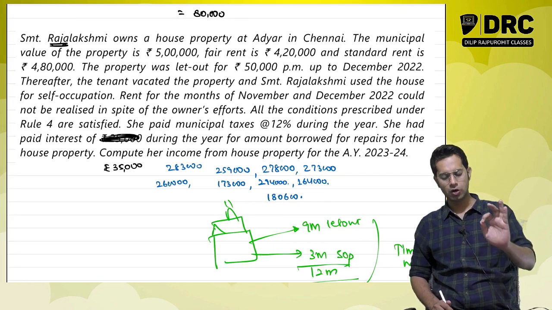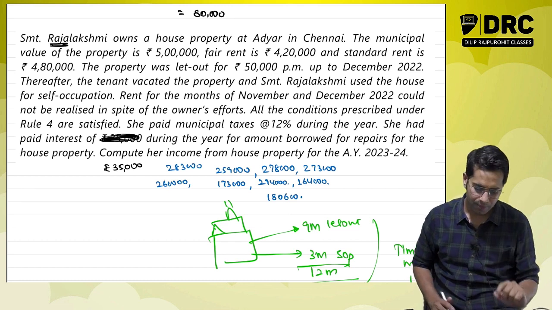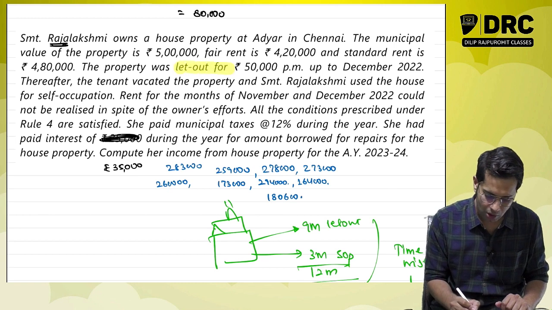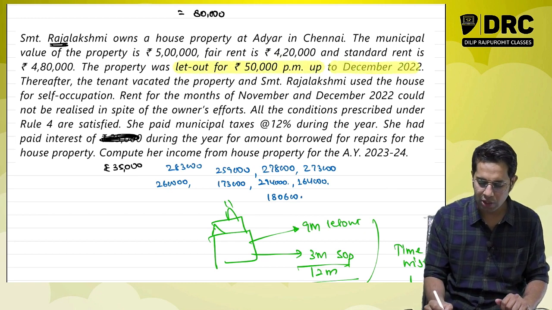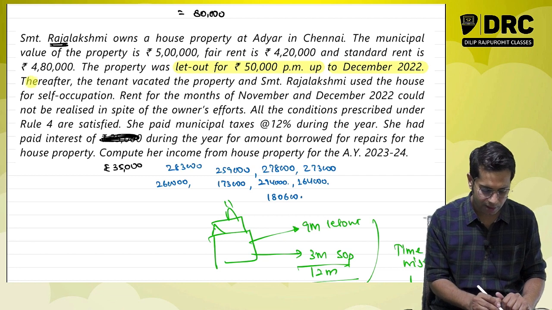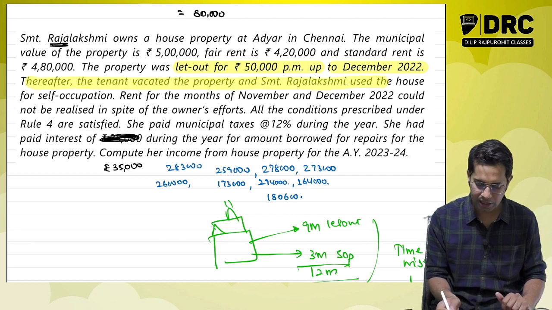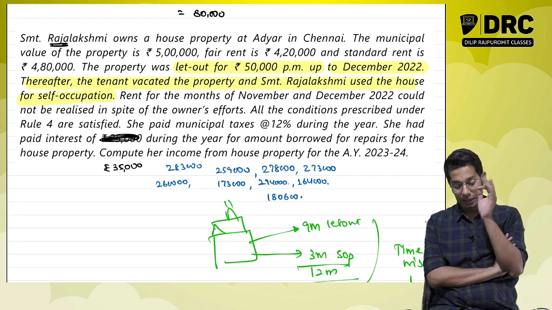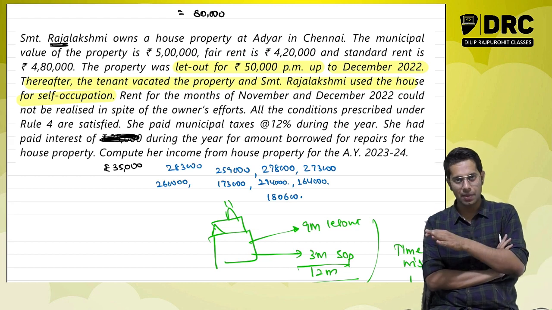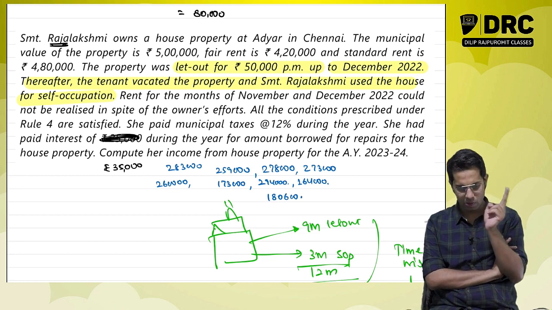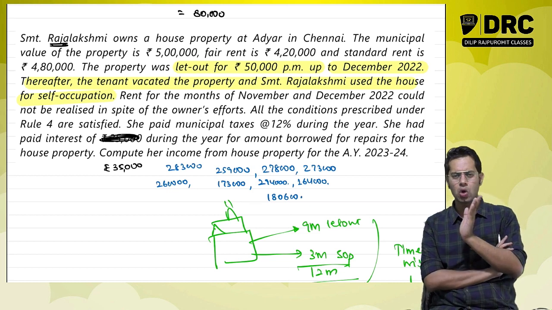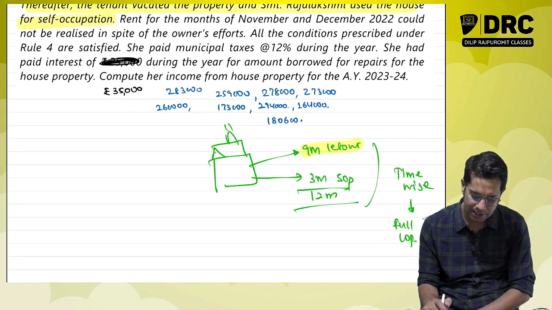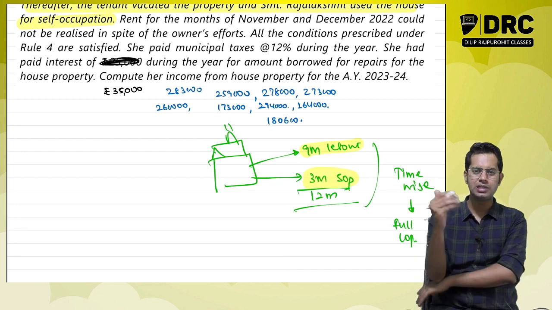Srimati Rajalakshmi owns a house property at Adyar in Chennai. Municipal taxes, etc. are given. What have they given? That this property was let out for a rent of 50,000 rupees up to December 2022. Thereafter, the tenant vacated the property and Srimati Rajalakshmi used the house for self-occupation. So the property was let out till December. For 9 months the property was let out, and from January onward it was self-occupied by Rajalakshmi. Therefore, this property is let out for 9 months, and for 3 months it is self-occupied.